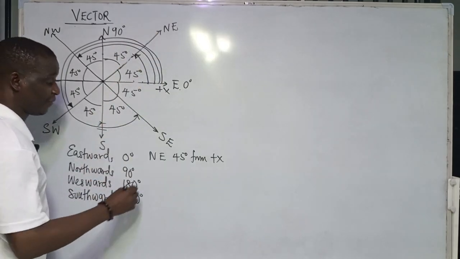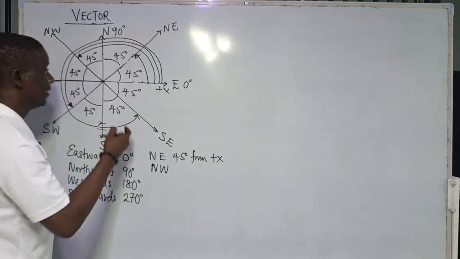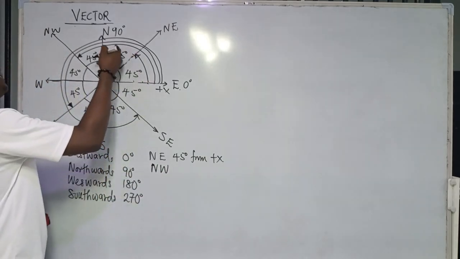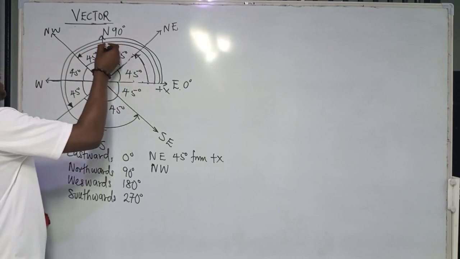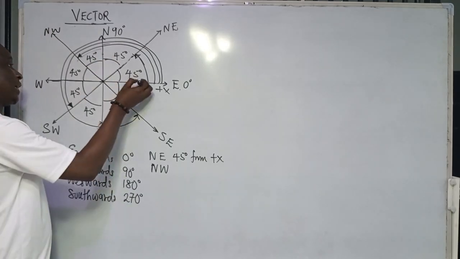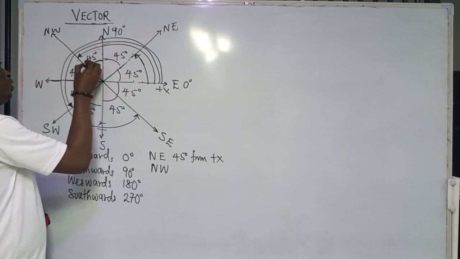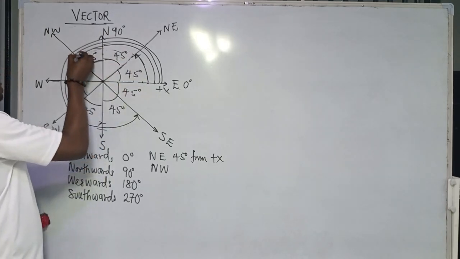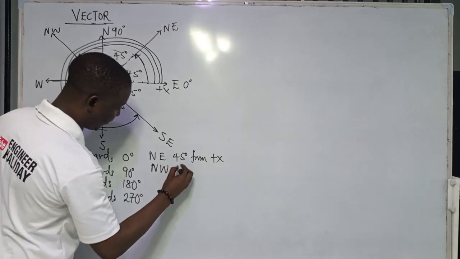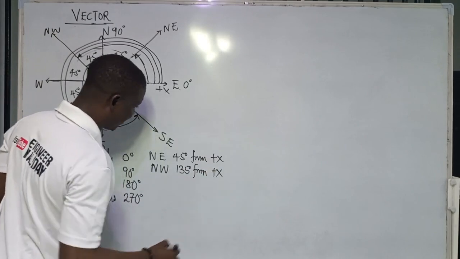So northeast will be 45 degrees. Then northwest, from here you rotate like this. From here to here is 90 plus 45, which is 135. Look at it. From here to this place is 90. I've even written it there. Add 45 to it to move the angle from here to touch this northwest. It is 135 from the positive x-axis.